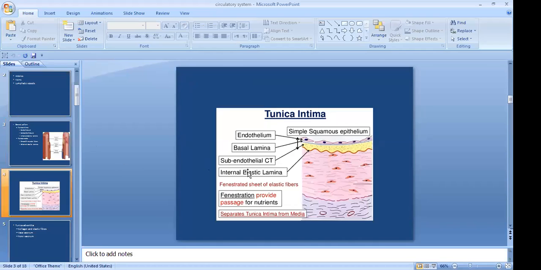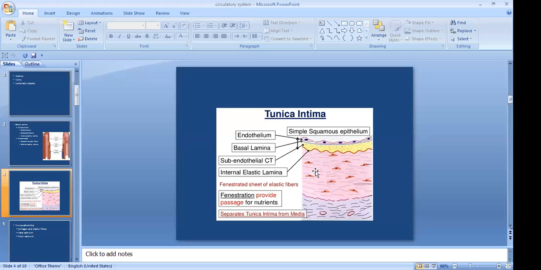So you see here, this is the tunica intima. This is the endothelial layer. This is the subendothelial layer, and this one is the internal elastic lamina.